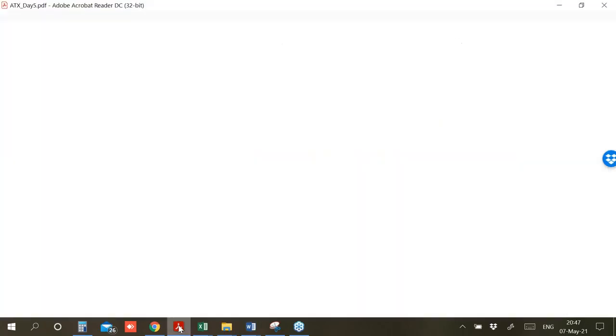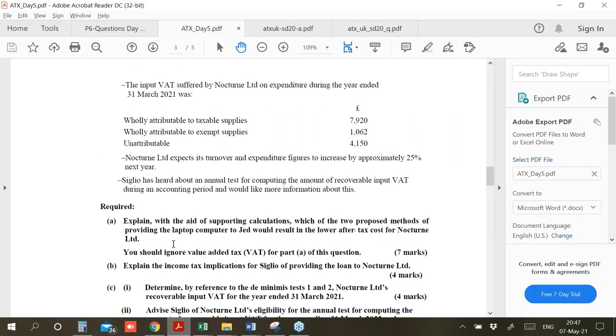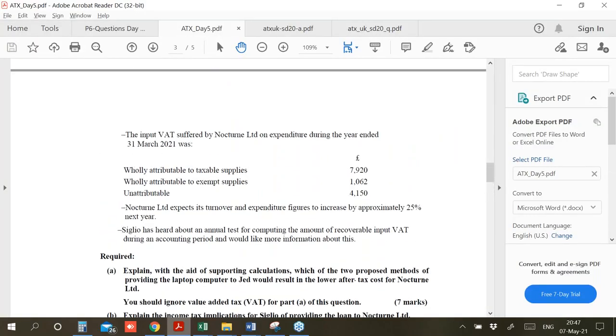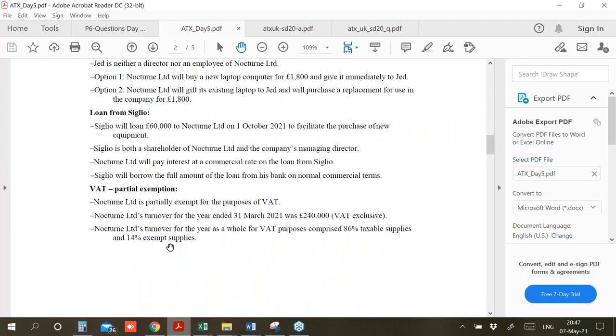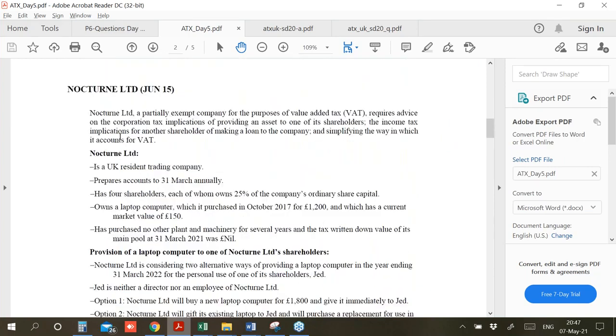Now, let's get back to the question. All we have to do now is to read the question and relate the guidance with the scenario. Nocturne Limited is a partially exempt business, which we were expecting anyway. Otherwise, why would we have to apply the de minimis test? For the purpose of VAT, it requires advice on the CT implications of providing an asset to its shareholder, the income tax implications of another shareholder making a loan to the company, and simplifying the way in which it accounts for VAT.